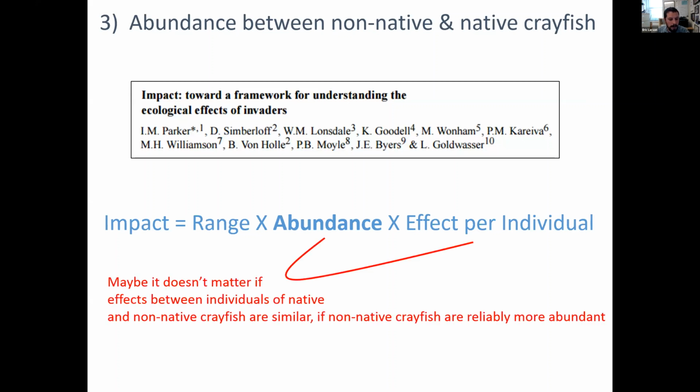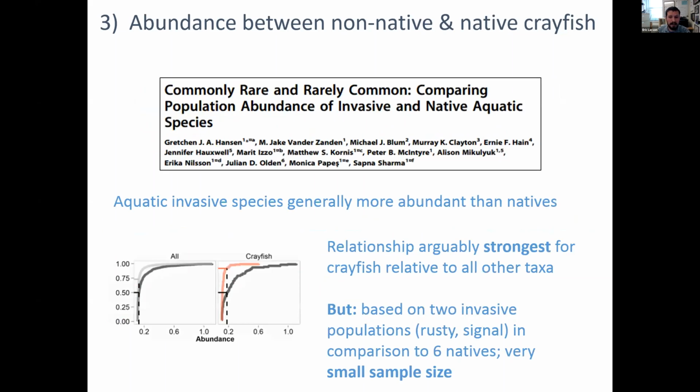So maybe it doesn't matter if effects between individuals of native and non-native crayfish are similar, if non-native crayfish are reliably more abundant than natives. Impact may be about having a higher population size than the native species you've replaced. And people have looked at this for freshwater invaders in general, including invasive crayfish.